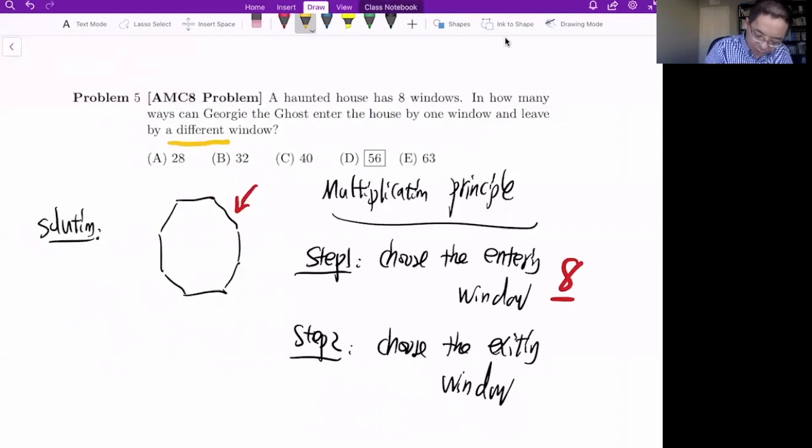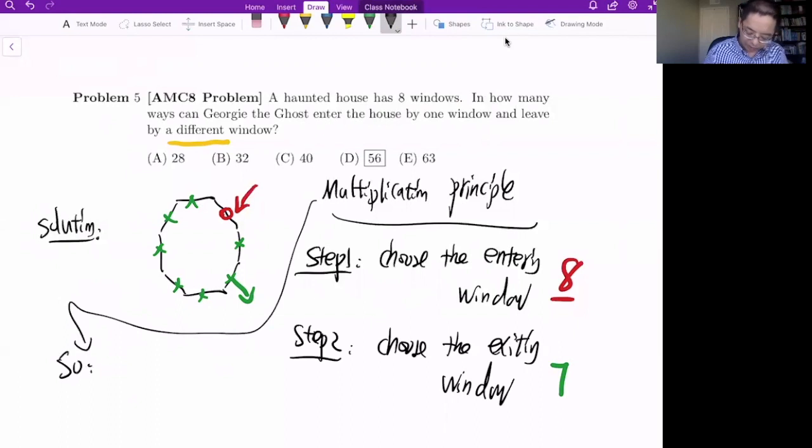The requirement is he has to exit by a different window. So if this one is the entry window, then the exit has to be a different window. You can choose any of these 7 remaining ones. So he has 7 different choices to get out. The point is when the entry window is selected, then in order to get out there are several different choices.